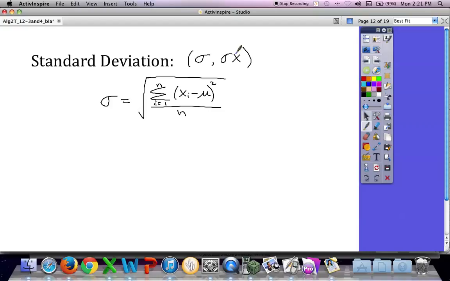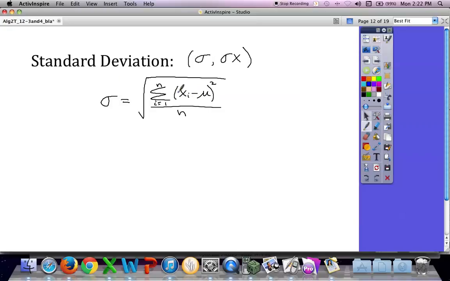Okay. And the formula is this, right? It's the square root of the sum, i equals 1 to n. So we've got the summation notation, the capital Greek letter sigma, of xi minus mu squared, divided by n. Okay, xi means each of the data points. So when I substitute i equals 1, x1 would have been my first data value. x2 would have been my second data value. x3, my third data value.